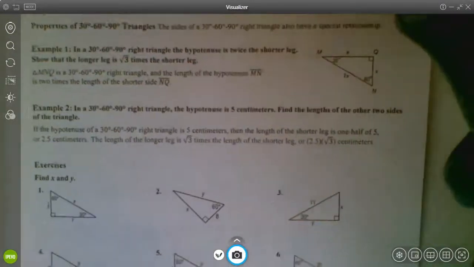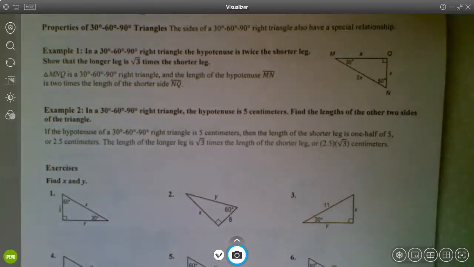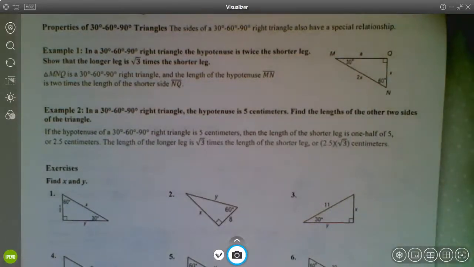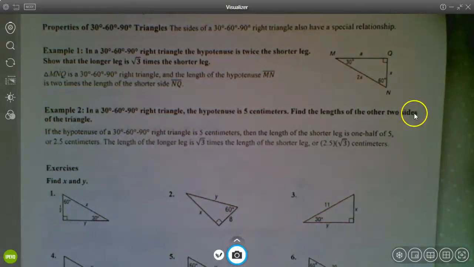I'm going to introduce you to the other one, which is called a 30, 60, 90. So this is now going to be a 30, 60, 90 pattern. Again, keep in mind this is a right triangle. If this is 90, then these guys have to always add to 90, right? Because 90 plus 90 is 180. So then here's the pattern that we're going to get out of this.